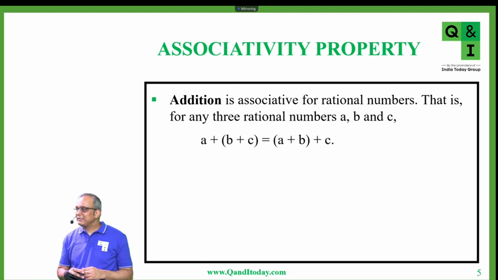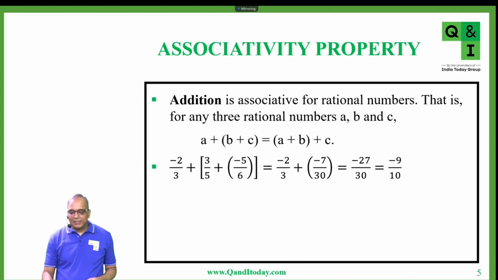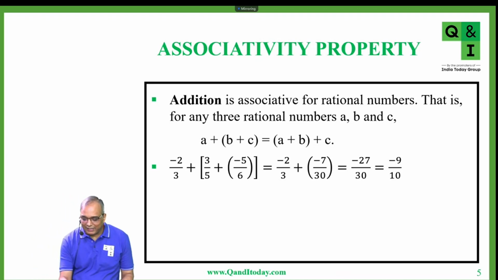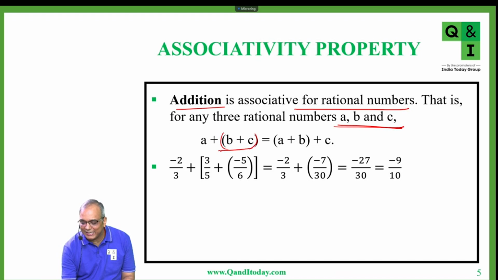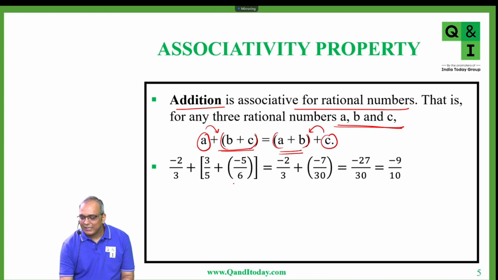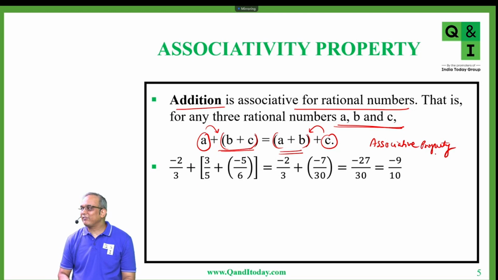Is it clear, students? So I'll give you one example also. First I'll explain this associative property once again. When I say addition is associative for rational numbers, if we have three rational numbers a, b, and c, first if you add b and c together and then add a to it, or if you add a and b together and then add c to it, the result remains the same. Then we say that it follows the associative property. Okay.